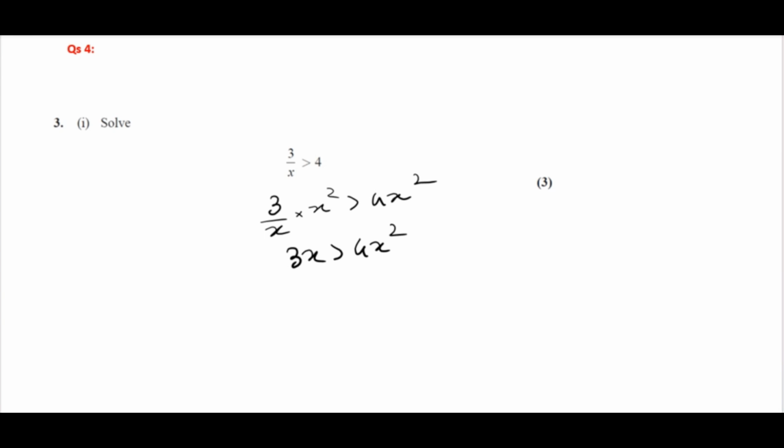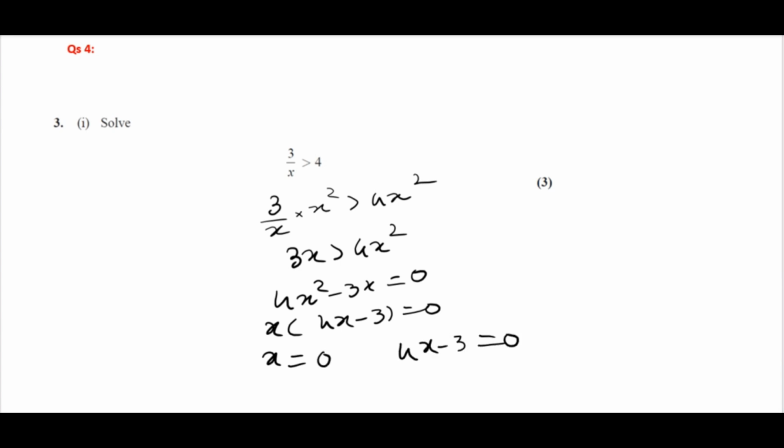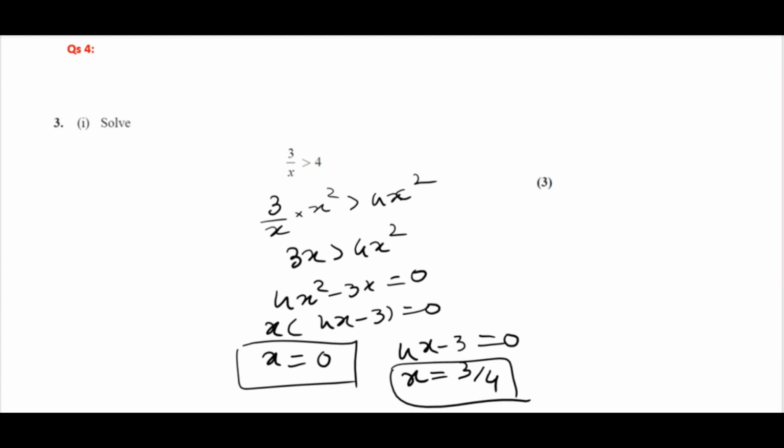Okay. So I'm taking this side. So 4x squared minus 3x is equal to 0. x is common, 4x minus 3 equal to 0. So we are getting two values: x is equal to 0 and 4x minus 3 equal to 0, so x is equal to 3 over 4. So these are the two solutions for this value. Remember, this is very important. When there is x in the denominator, both sides we have to multiply with x squared.